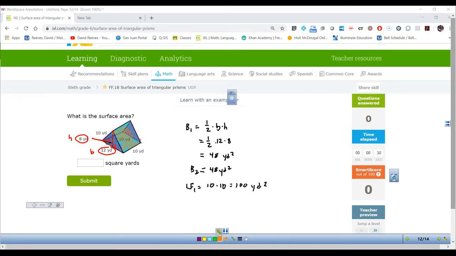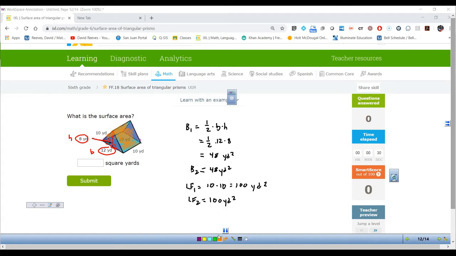Now again, straight across from it over here, do you see this one right here? That one is also 10 by 10. Do you see how those two are the same? That one and that one, those are the same. So I'm going to call that lateral face 2. And that one is also going to be 100 yards squared because it is the same.